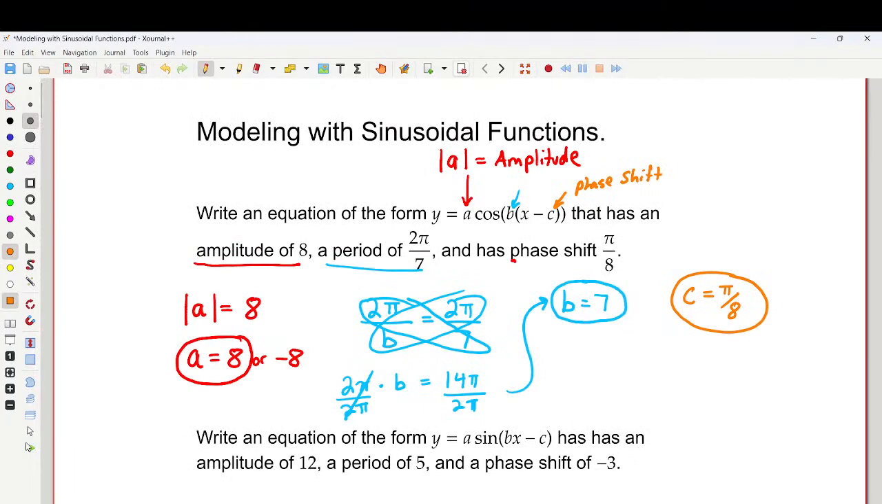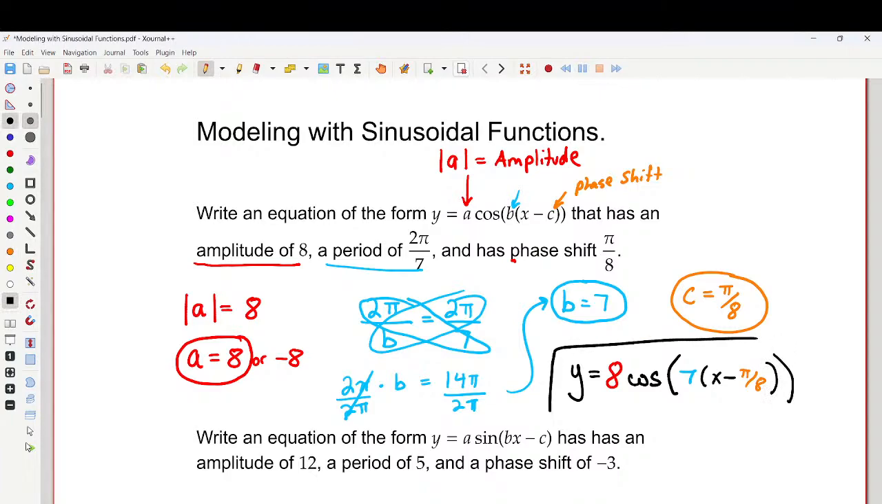So at the end of the day, when you see a question like this in your homework, it's as simple as typing in y equals 8 or negative 8. I'm going to go with 8. Cosine, parentheses, b, parentheses, x minus pi over 8. Close parentheses, and you're done.